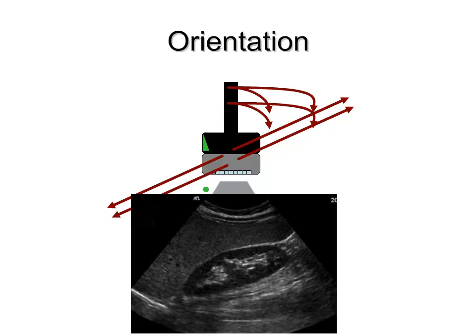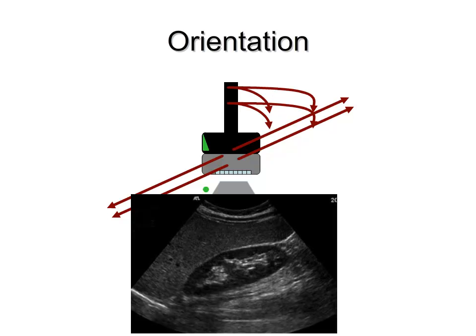And this is important because you want your marker to be pointing towards the patient's head or towards your left side at all times. So here in this image, the green dot on the upper left side of the screen points toward the patient's head. The top of the picture is the most shallow area under the probe, and the bottom of the picture is the most deep part of the scan.